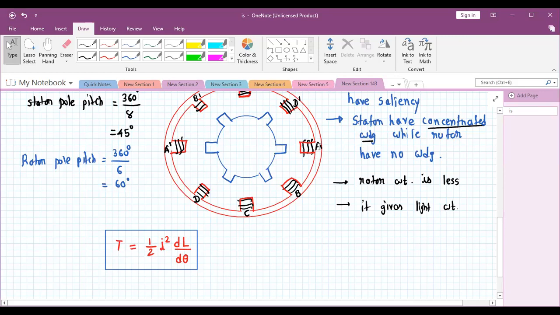Say for example, I am giving A positive and A dash negative, or A dash positive and A negative. It doesn't mean that you are getting a negative torque. It depends upon the variation of inductance with respect to theta, whether it is rising or decaying. As per that, you are getting a positive or negative torque.